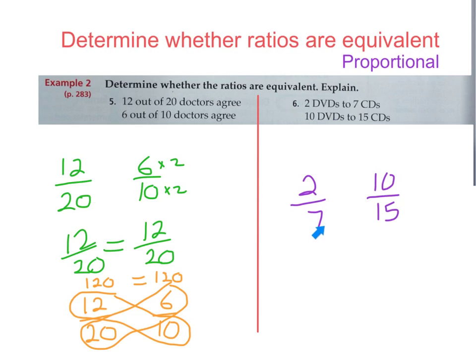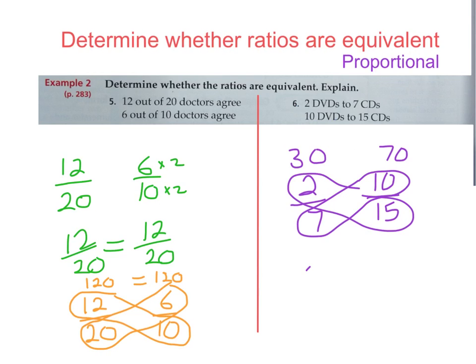Now I notice my denominators aren't going to work as well as they did over here, where I can't times 7 by anything to get 15 or 15 by anything to get 7. I could times both of these by 15 and both of these by 7, but instead I'm going to use the butterfly method for this one because that looks like it's going to be easy. So I see that's going to be 70 here, and this is going to be 30 here. So these are not proportional. So here's how I would write that. If you use the butterfly method, make sure you rewrite it underneath there, and then that little equal sign with the slash through it, that's how I show they're not equal or not proportional.